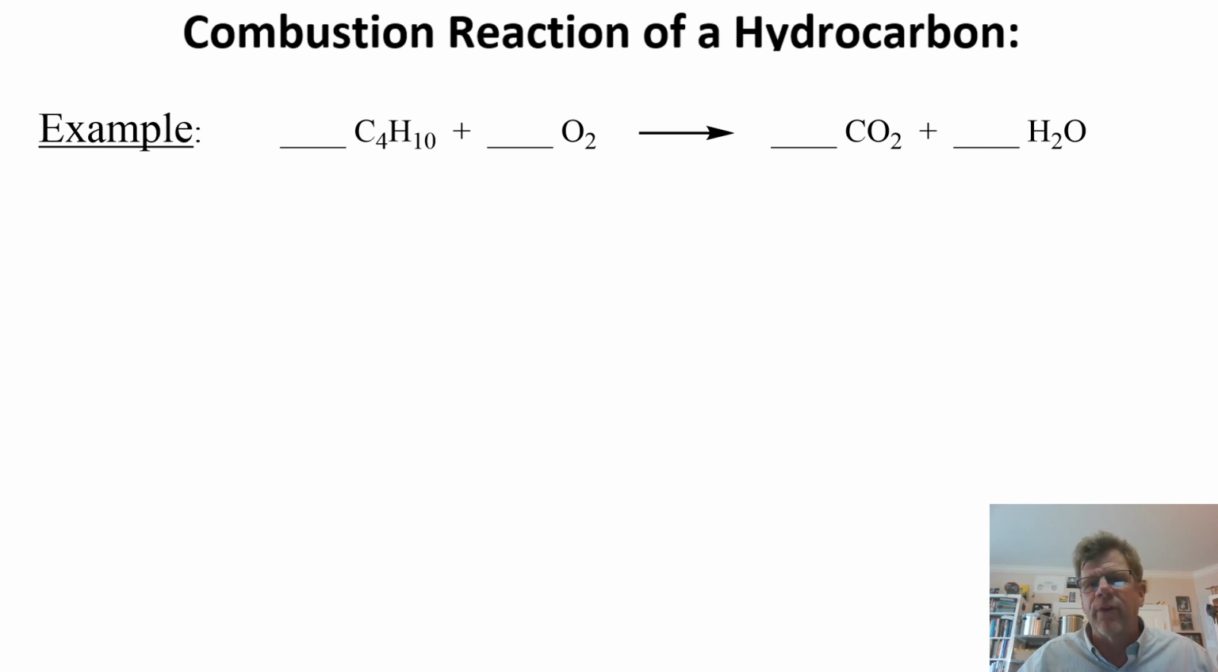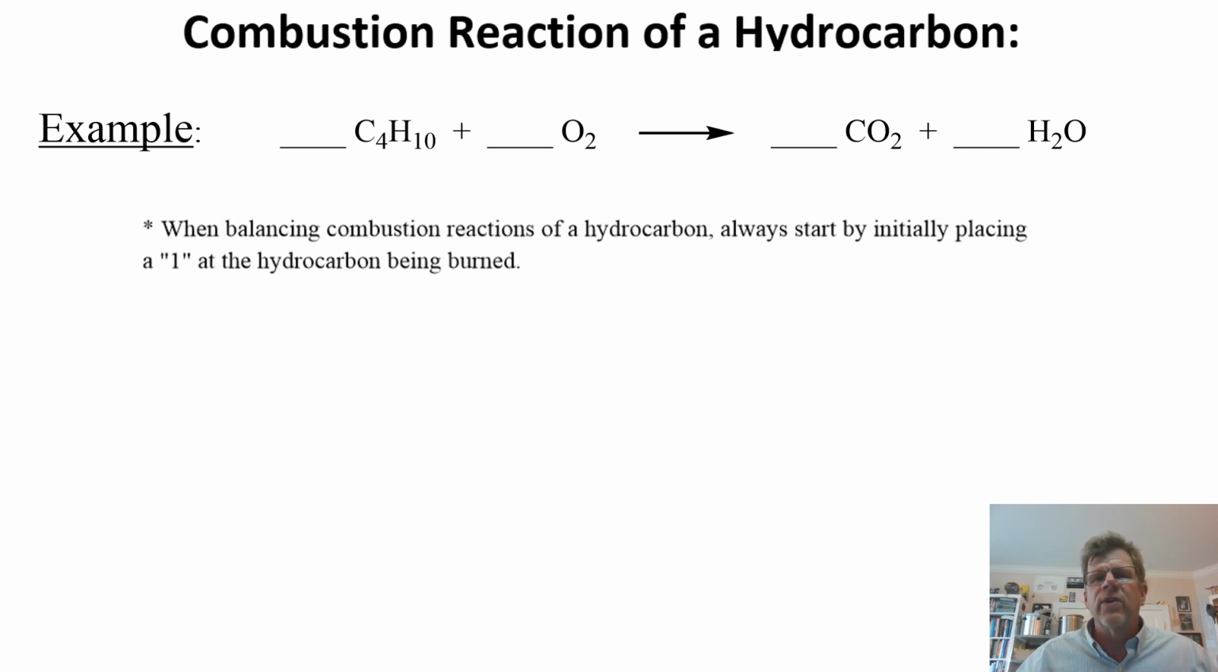And as I said before, the first thing we're going to do is to initially start by placing a 1 on the hydrocarbon being burned. There it is. How do I know that's a hydrocarbon? Because it is made up of hydrogen and carbon. So if we put a 1 on the C4H10, we're making a number of statements, specifically about carbon and hydrogen. Typically, because the hydrocarbon itself is made up of carbon and hydrogen, we are going to balance carbon first, always, and then hydrogen.